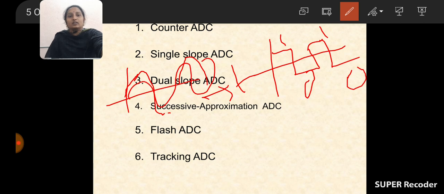Now see, in an analog signal the amplitude may be increased or may be decreased. It continuously varies with the time period, so there is a need for conversion of analog to digital. Why? Because these continuously changing signals cannot be understood by the system, the computers.